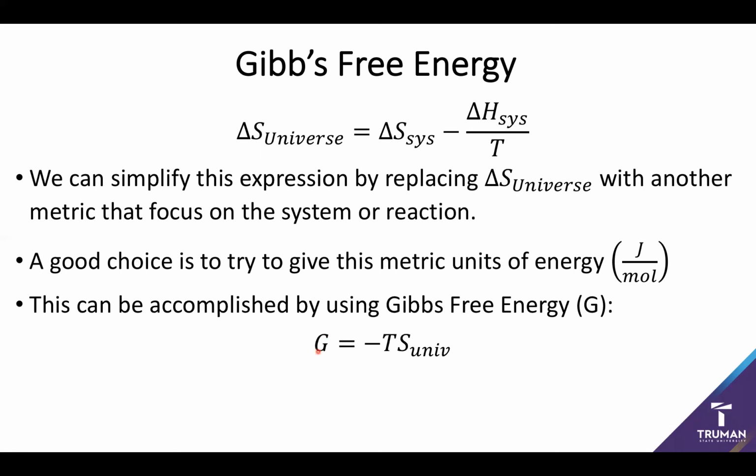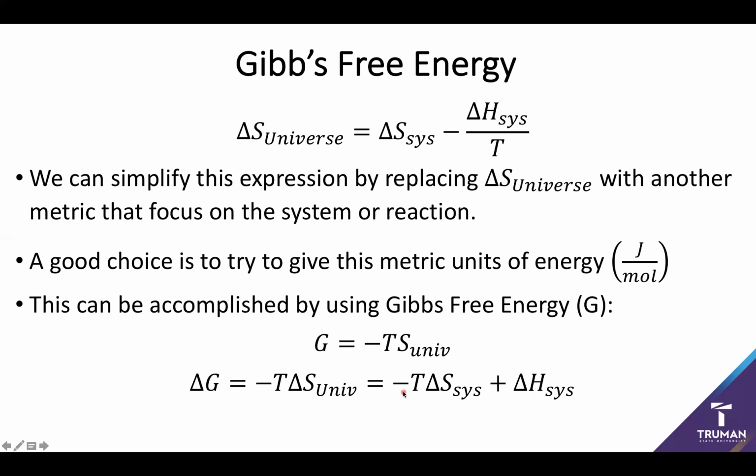So the Gibbs free energy is literally just defined as the negative of the temperature times the entropy of the universe. So using this, we can go ahead and relate the change in Gibbs free energy for any process based on the temperature of the system, the change in entropy of the system, and the change in enthalpy. And you'll notice that now enthalpy and Gibbs free energy are very much in agreement.